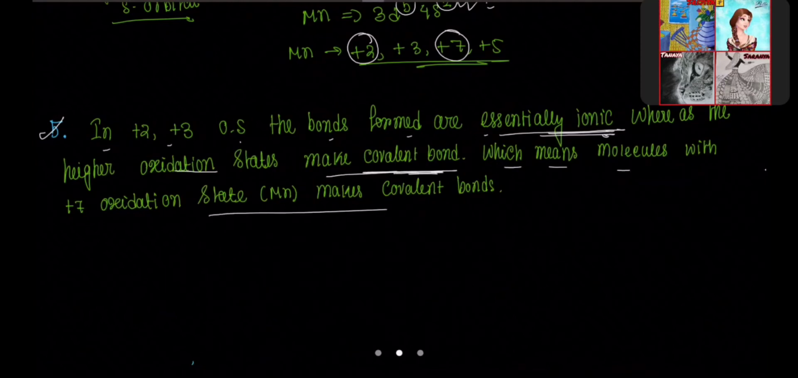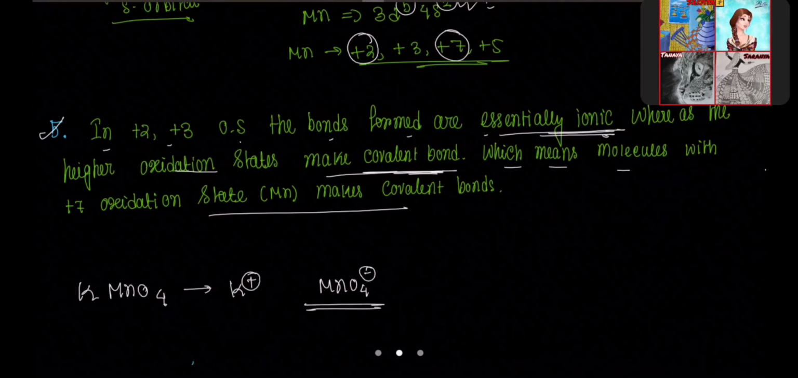Over here you can see manganese has +7 oxidation state in KMnO4. If you try to calculate the manganese oxidation state, it would be K+ and MnO4−. First break it like this, it will be easier for you to find out the oxidation state of manganese. So it will be +7 only. This is how it looks.